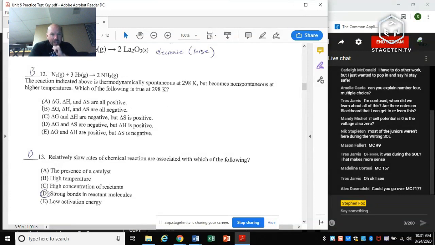So it can't be A, it can't be D, and it can't be E. All right, so what does that leave? It leaves B and it leaves C, right? But remember, we can look at the reaction when we're going from 4 moles of gas to 2 moles of gas, so delta S is also negative. But remember, that's the case for a negative combination, right?